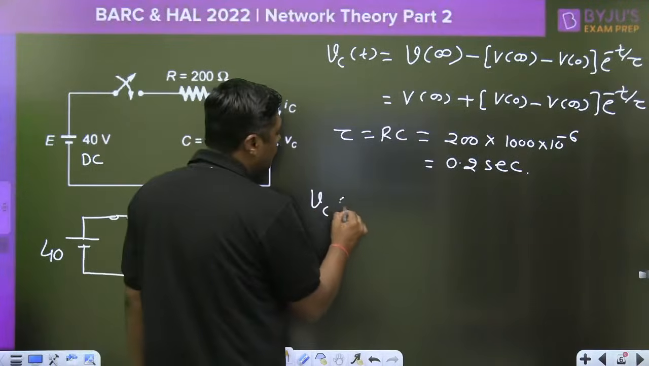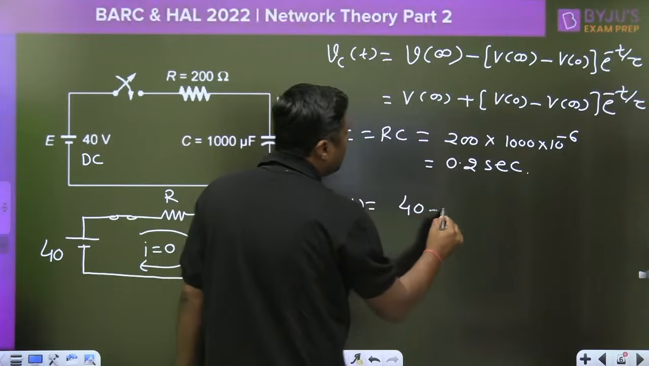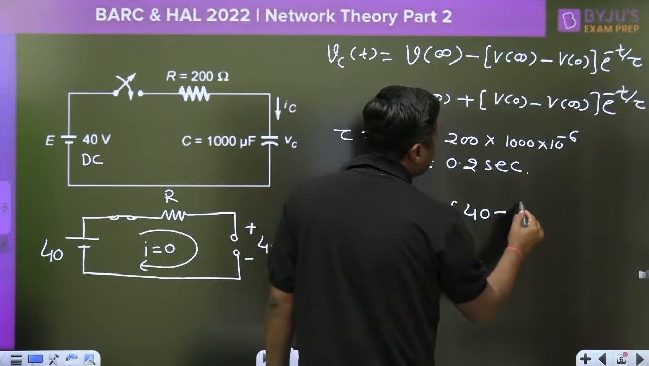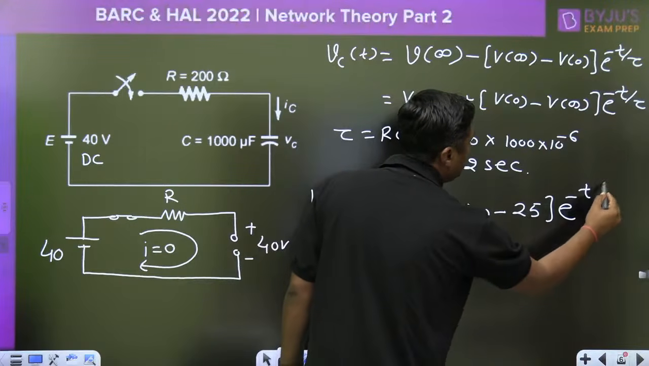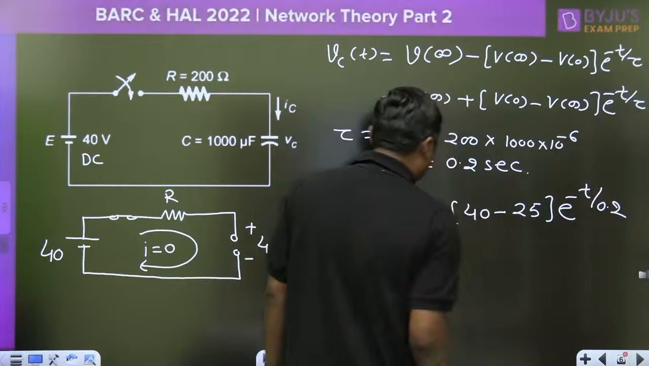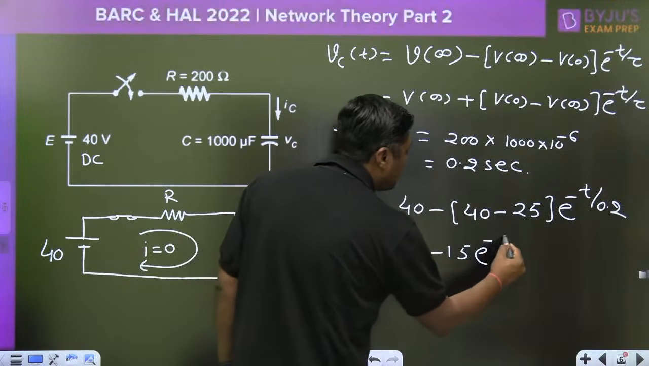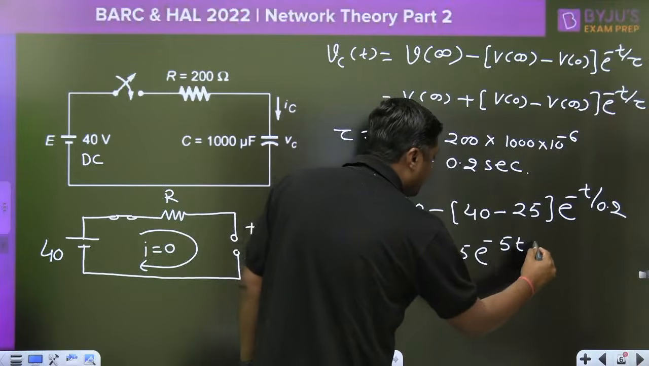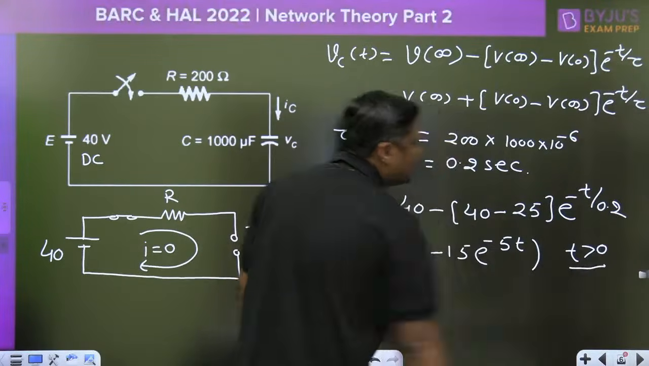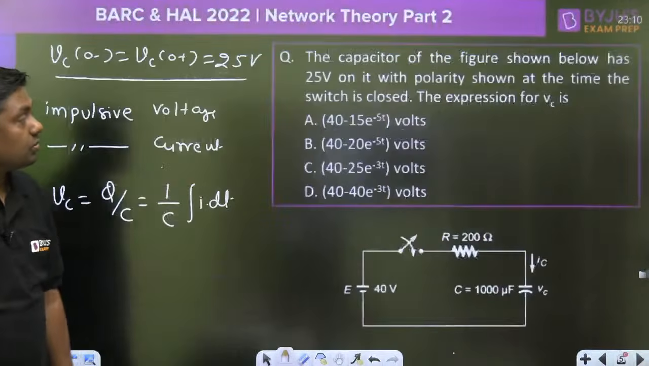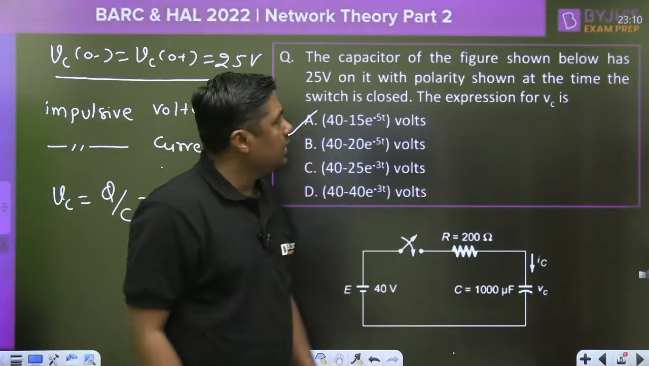So VC(t) is equal to V final. What is the V final? 40 minus (40 minus 25) e raised to power minus t by 0.2, and that will become 40 minus 15 e raised to power minus 5t. And that is valid for t greater than 0. So that is the answer: 40 minus 15 e raised to power minus 5t.